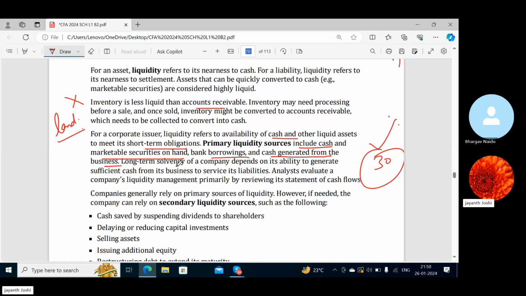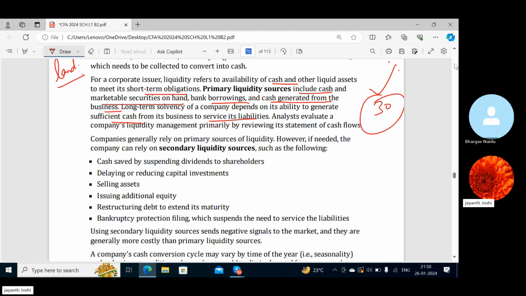So if a company has to be solvent enough for the long term, its long-term solvency depends on its ability to generate sufficient cash from its business to service its liabilities, whether it is able to pay its liabilities on time or not. That will decide the solvency of a company. If the company is failing to meet its obligations, paying the principal and interest amount, then there's more chance of it becoming insolvent. Analysts evaluate a company's liquidity management primarily by reviewing its statement of cash flows, which we'll study afterwards in the financial analysis book.